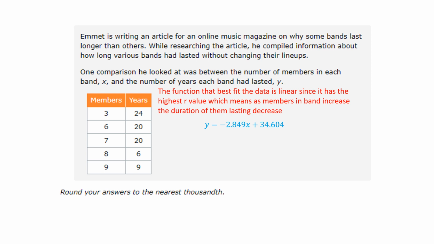Okay. Step 4, I have been asked a question: how many members would be in the band that lasts 7 years? So I'm given some information, and I have to find something. Which one is the independent variable? The members in the band. What's the dependent variable? Years.